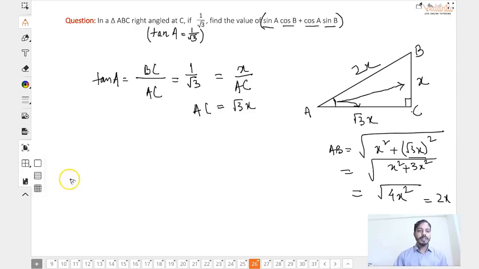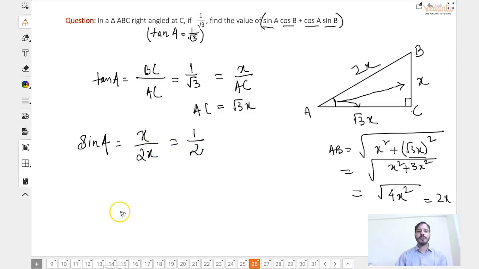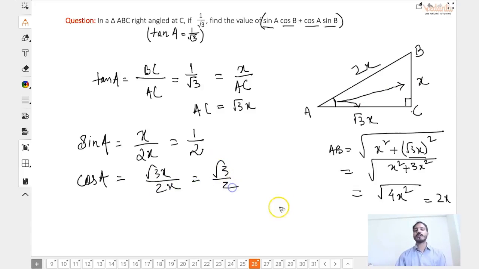Now this is interesting. You can easily find out the value of sine A. What is sine A? Sine A is height by hypotenuse. So what is the height here? x. And what is the hypotenuse? 2x. So I get the value as 1 by 2. Similarly, what is cos of A? Cos of A is base by hypotenuse, that is base is root 3x and hypotenuse is 2x. So this is root 3 by 2.